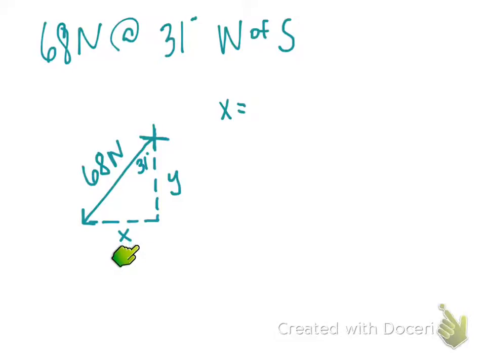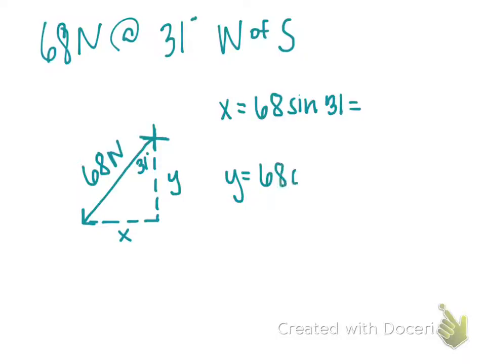Almost every physics class I have tries to do that, but it's not the case. Okay, for half of the angles it's the case. For half the other angles it's not the case. So just look at your triangle. X is going to be sine, so we'll take 68 times sine of 31. And for y, this time we would use cosine, so we'd say 68 times cosine of 31.